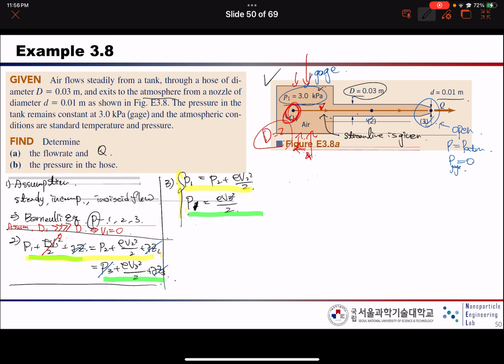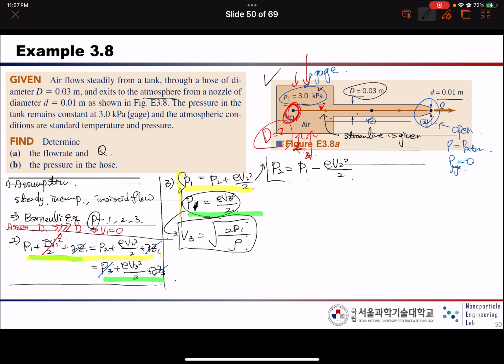For this equation, V3 we can write as the square root of 2P1 divided by rho, right? And from this equation we can write P2 equals P1 minus rho V2 squared divided by 2. Okay, this is what we got.